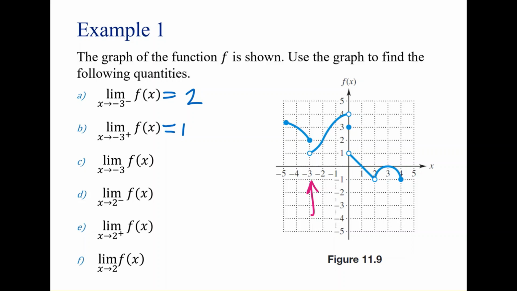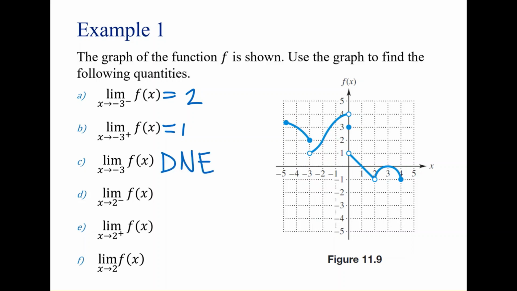So remember, whenever we have a limit, we need to look at the behavior from both sides, unless it's a one-sided limit that will specifically say from the left or from the right. So as we approach negative 3 from the left and from the right, notice that the behaviors are not matching. We have 2 from the left and then 1 from the right. So because the left and right behaviors don't match, the limit does not exist for part C.